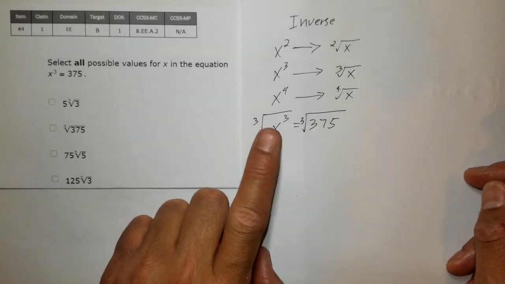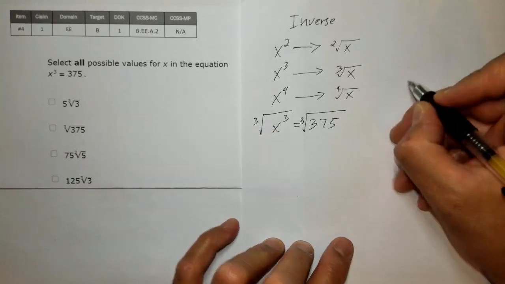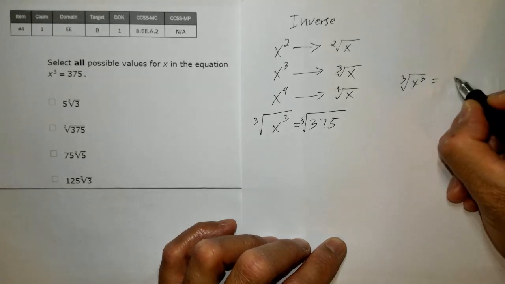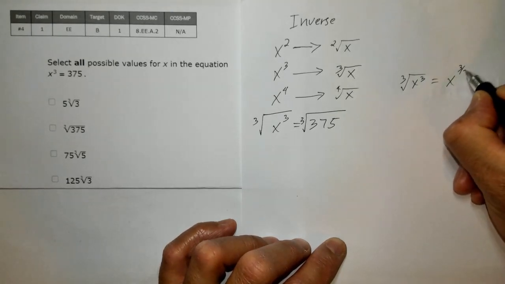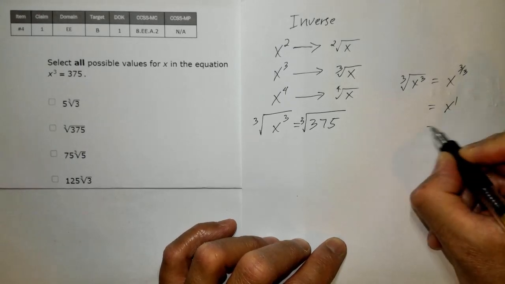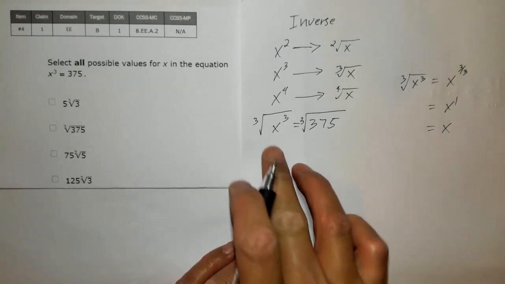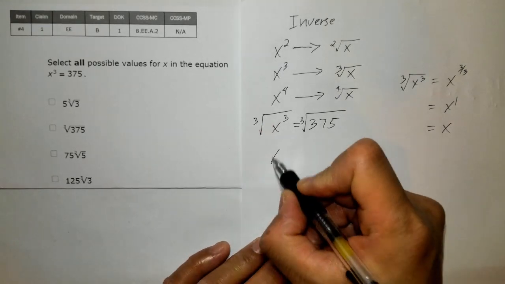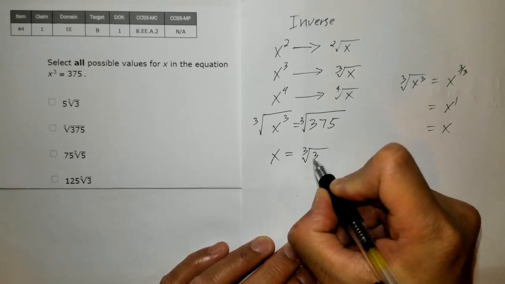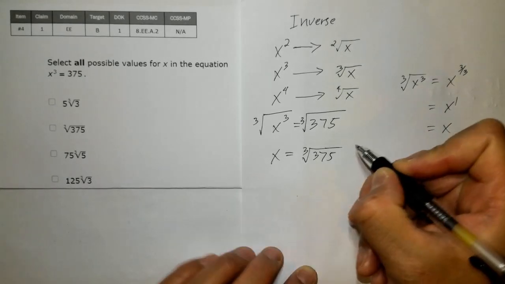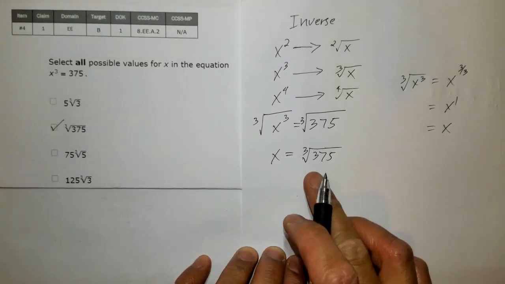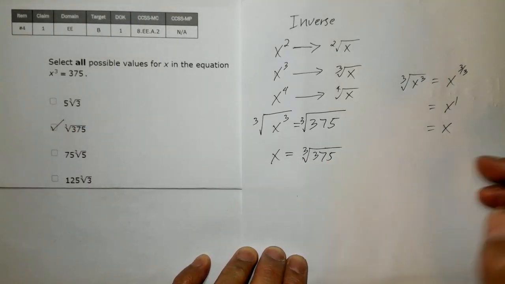Now, if I will rewrite this radical root, the cube root of x cubed is also equal to x raised to 3 over 3, which is equal to 1. And x raised to 1 is just equal to x. So therefore, this side right here is equal to x equal to the cube root of 375. So now, we already got our first answer. Next, how do we solve for the cube root of 375?